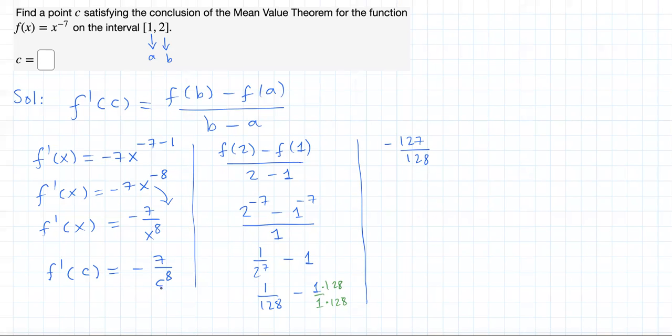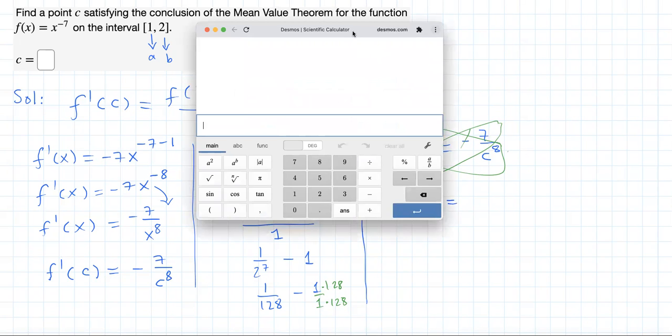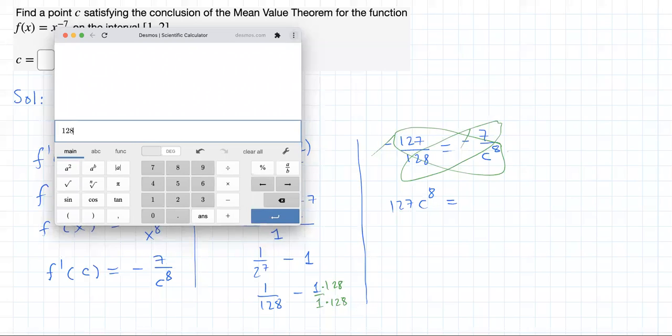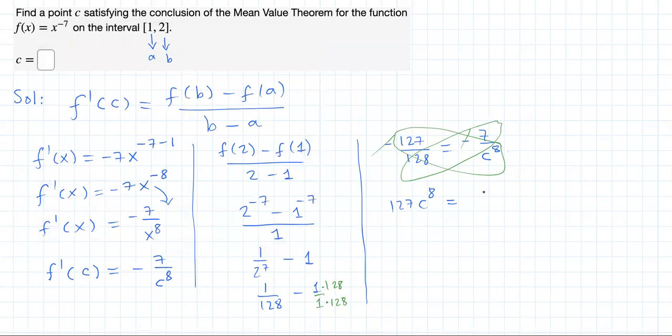Now this has to be equal to the derivative: the derivative equal to the average value of the function. Let's put them equal. Now the negative sign will cancel, right? Let's cross multiply to quickly solve this. 127 multiplied by c raised to the 8th power should be equal to 128 times 7. But what is 128 times 7? 896, right? 896.